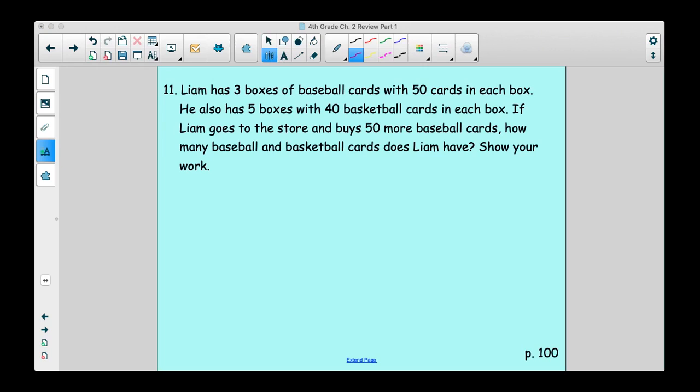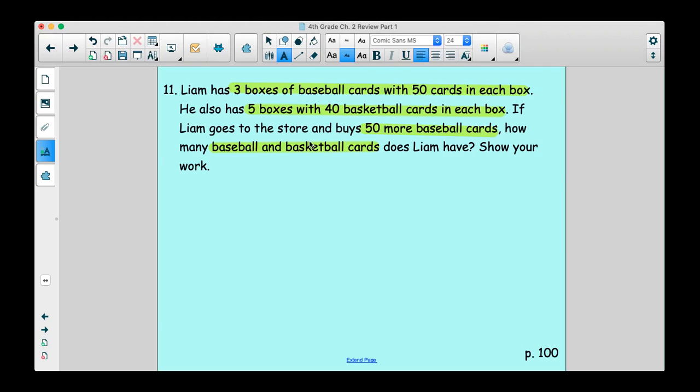All right, so I'm going to get out my highlighter here. So 3 boxes of baseball cards with 50 cards in each box. Okay. He also has 5 boxes with 40 basketball cards in each box. Okay. And if Liam goes to the store and buys 50 more baseball cards, how many baseball and basketball cards does Liam have? Okay. It's a lot of thinking to do.